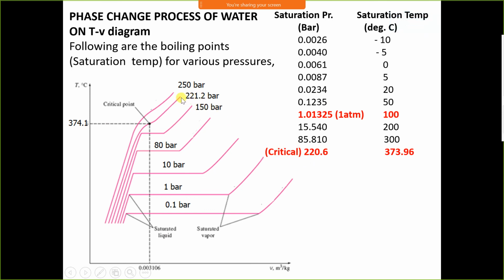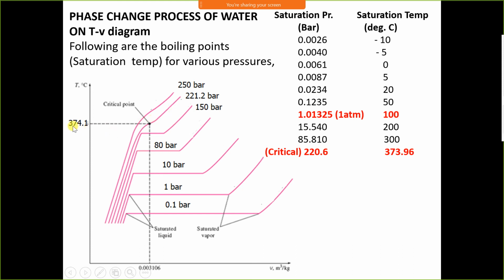At 221.2 bar, latent heat is 0. Latent heat is 0 means it will not boil. Water will directly convert into vapor without boiling at 221.2 bar. At 221.2 bar, temperature must be 374.14 degrees Celsius. It is not like that at 221 bar at any temperature it will convert into vapor.